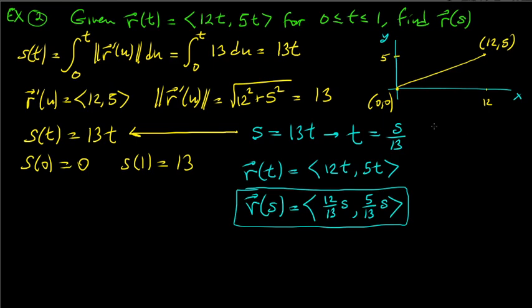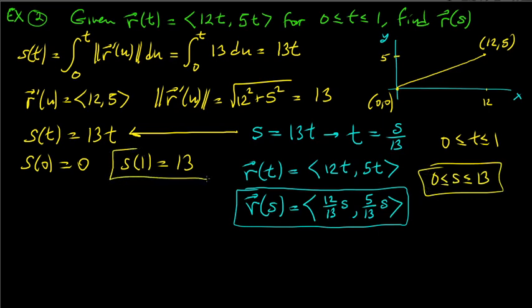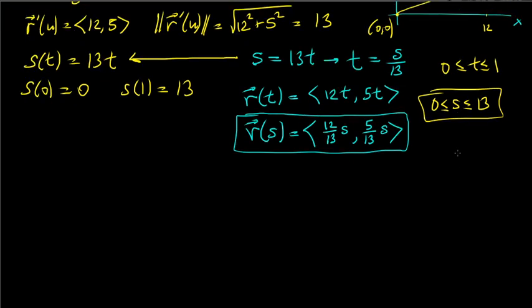And of course, remember t ranged from 0 to 1, but now s ranges from 0 to 13. Again, how did I get the 13? I just plugged 1 into the arc length function, s of t. So yes, s varies between 0 and 13.